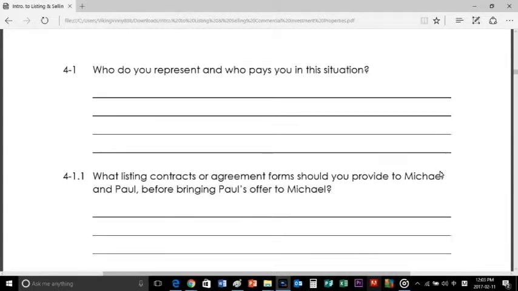4-1.1, what listing contracts or agreement forms should you provide to Michael and Paul before bringing Paul's offer to Michael?